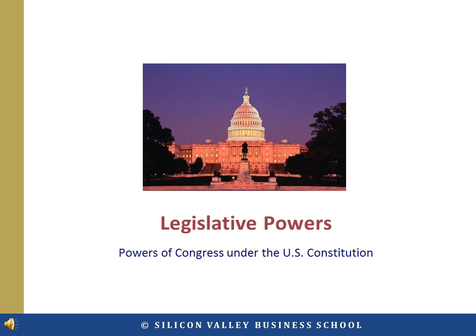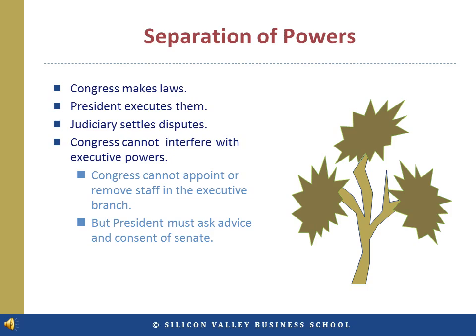Legislative powers. The powers of Congress under the United States Constitution. The Constitution separates powers into three branches of government. Congress makes laws, the judiciary settles cases and controversies, and the President implements the government's decisions via the executive branch. Congress cannot interfere with the President and impede him in carrying out his constitutional duties.